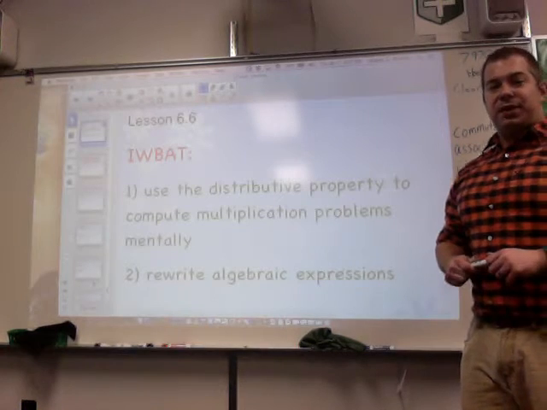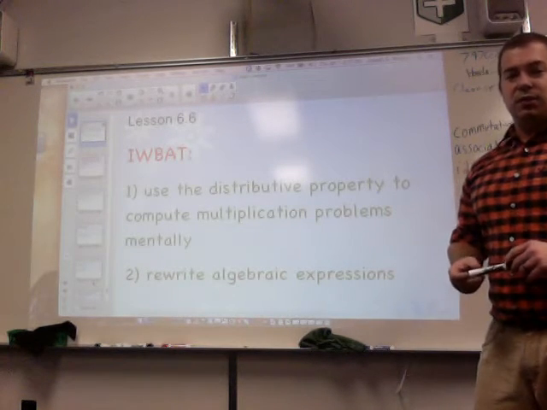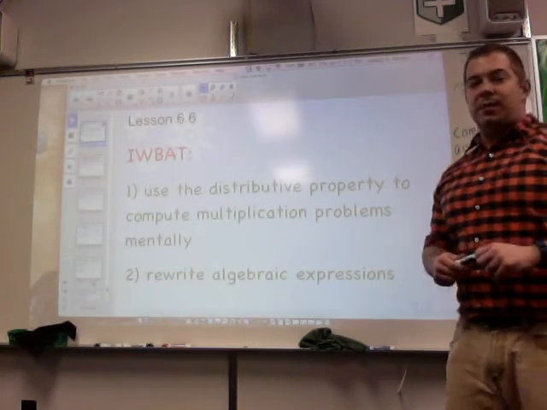I'm in the same shirt as 6.5, so you could figure that out. Maybe I'm doing two lessons in one day, or I just wear the same clothes every day.